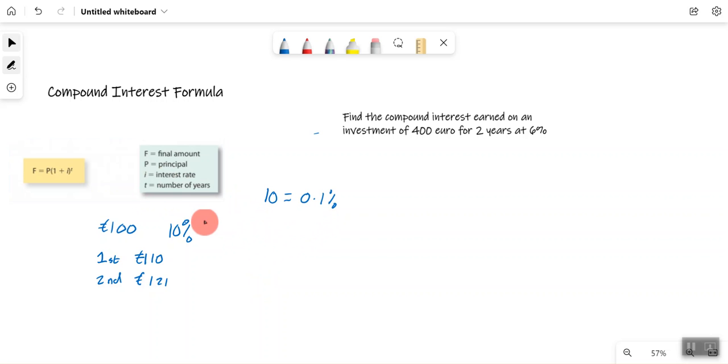And then T is the number of years that you're putting the principal in and investing it over a period of time. So let's have a look at a typical question that you could be asked in relation to compound interest. So it's this question here.